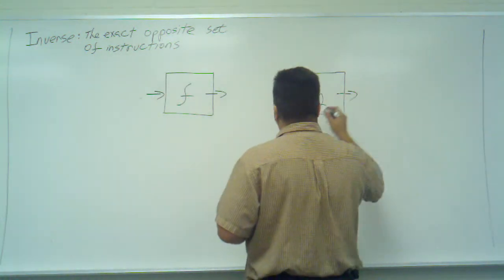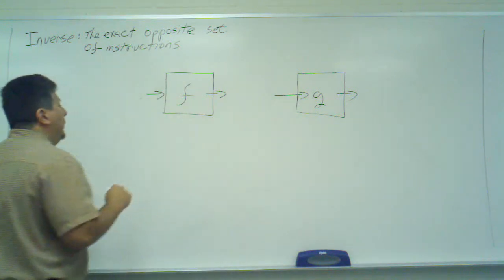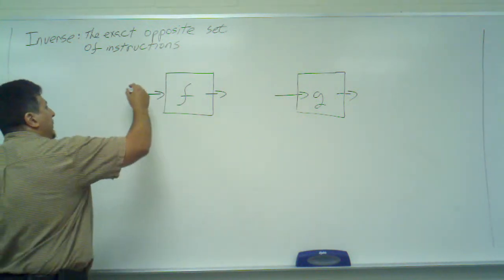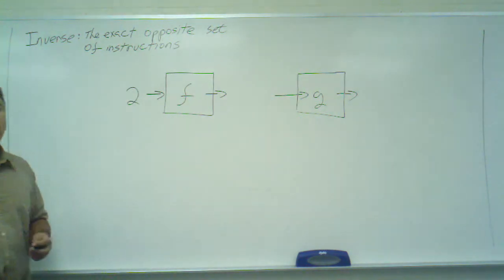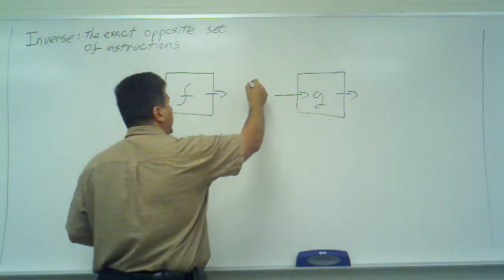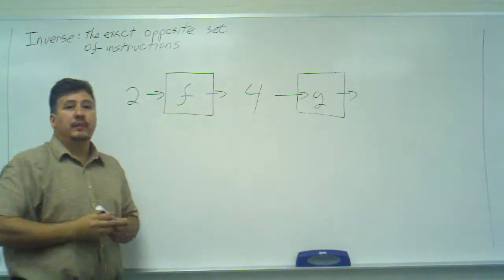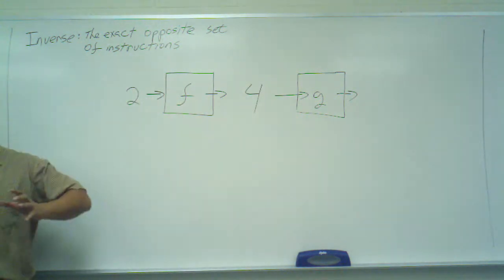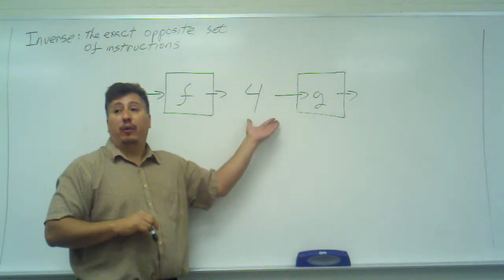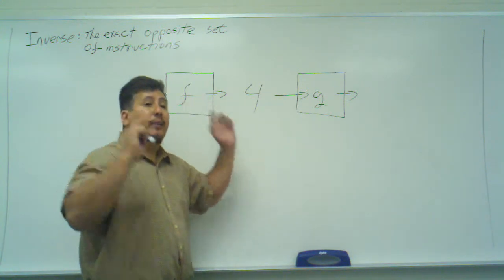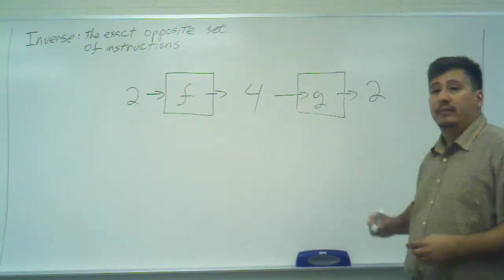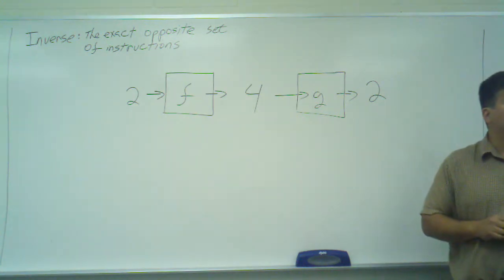Here's our process. If I have some type of mathematical set of instructions, and it takes a 2 in, and I follow the set of instructions, and it produces a 4. The inverse, or the opposite set of instructions, should be able to take that 4 and tell me how to get back to the 2. Everyone okay with that idea?